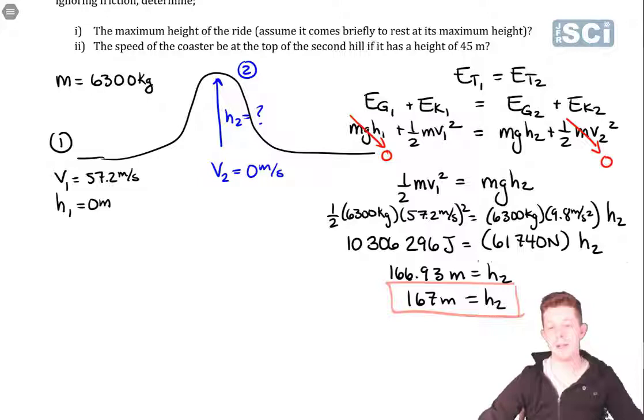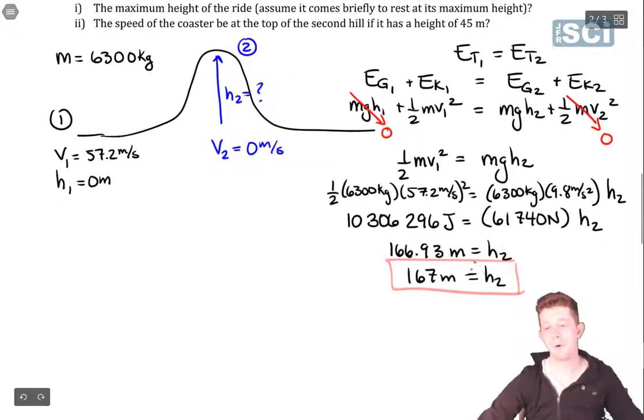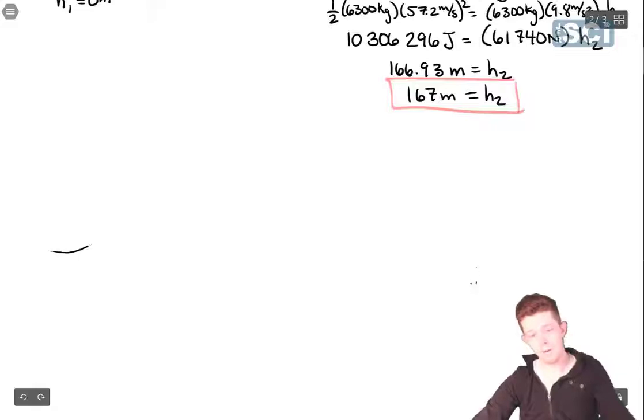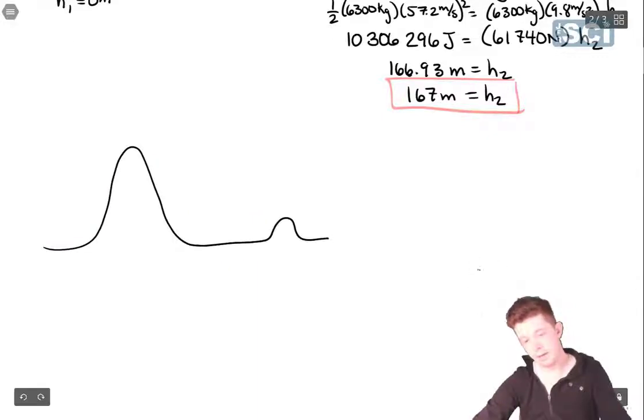Okay, so the second problem says, what if there was a second bump? And that second hill was a height of 45 meters. So we're assuming that we went over that first hill, and then the second hill has a height, let's draw it a little bit bigger. First hill, and then the second one is a height, we'll call it H2, because it's a new problem, the final height is 45 meters.